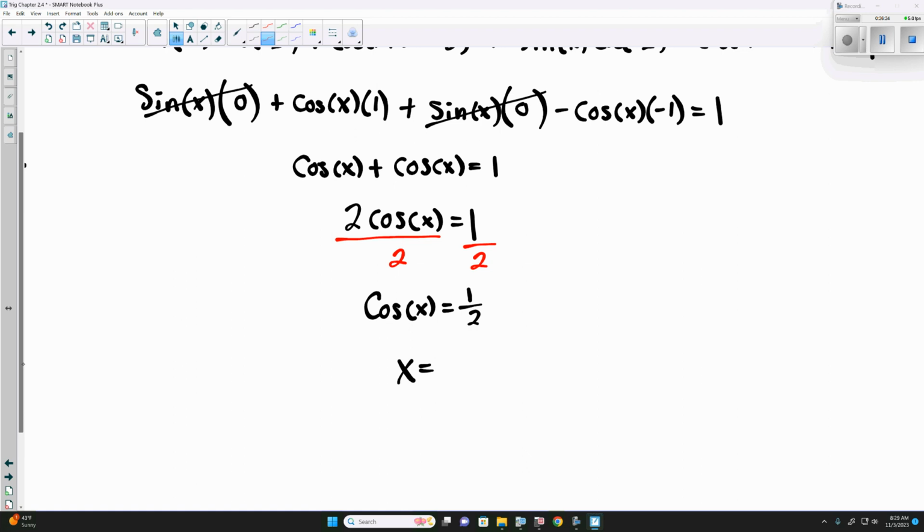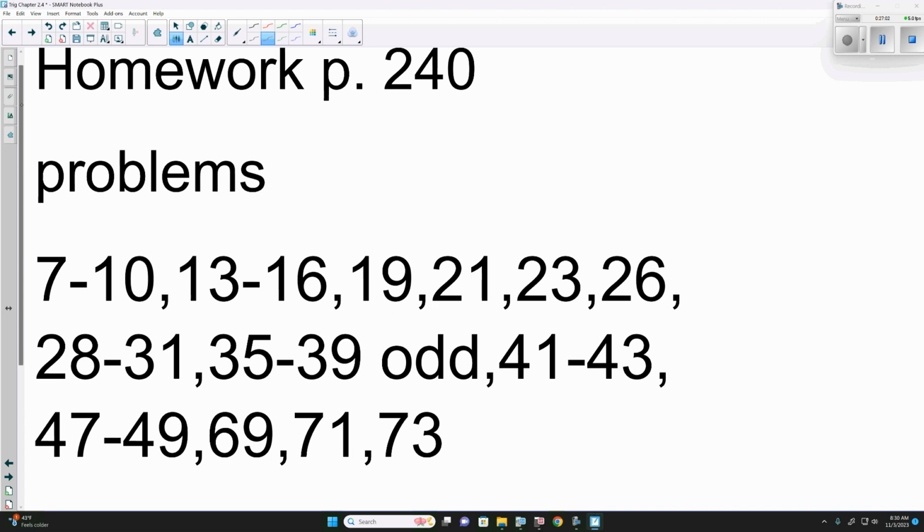At this point here, we'll reference back to the unit circle. And since it told us it's between 0 and 2 pi, we don't have to look more than once around the unit circle. So pi over 3, or 5 pi over 3. And that's it. Incidentally, that is it.